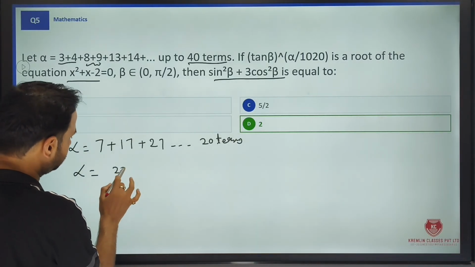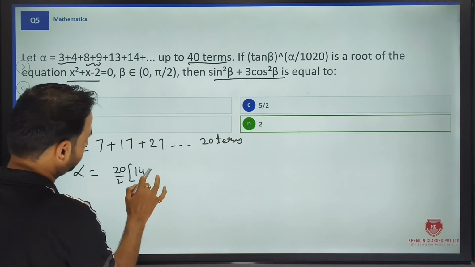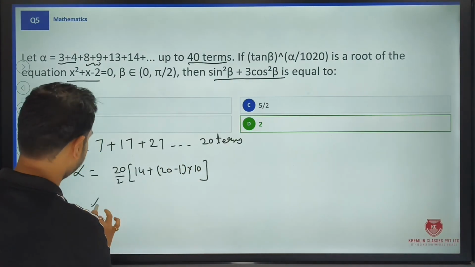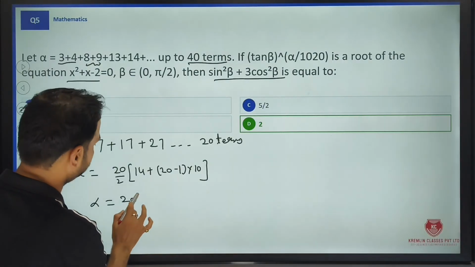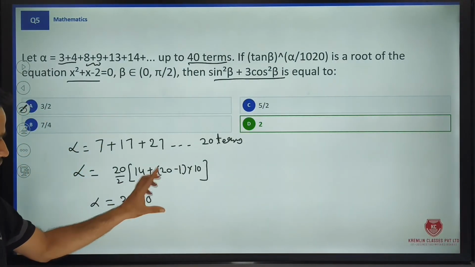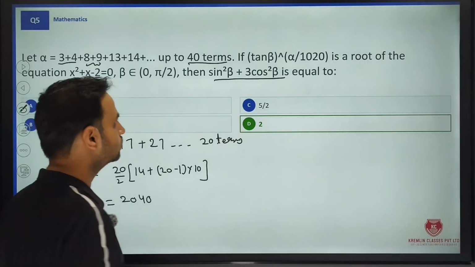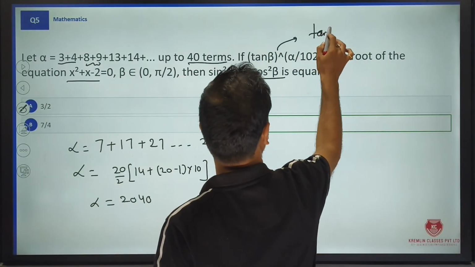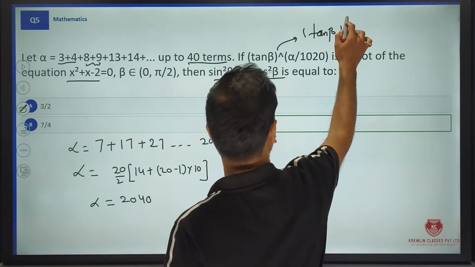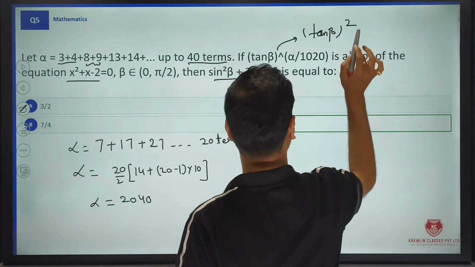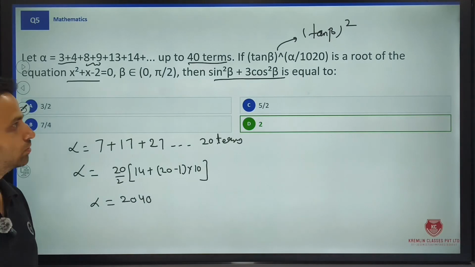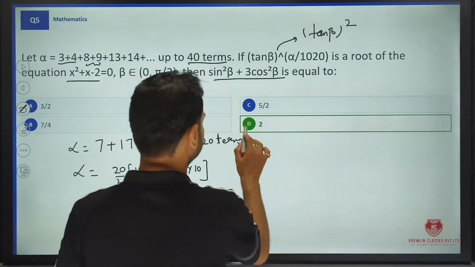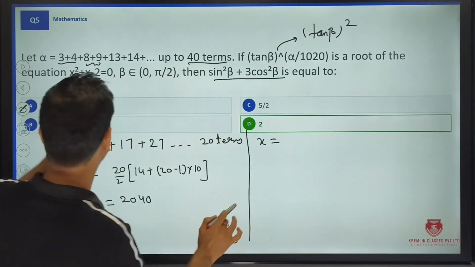N by 2, 20 by 2, 2A plus N minus 1, 20 minus 1 into D. So it comes out to be 2040. Right. So coming back to this equation, this will be 10 beta power alpha upon 10T0 means 20. This will be 10 square beta. Means 10 square beta is satisfying this equation. So we can find out the x from this equation.